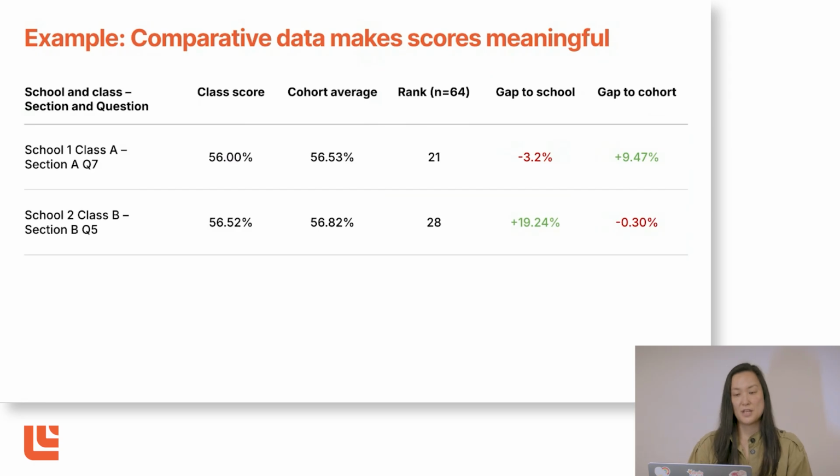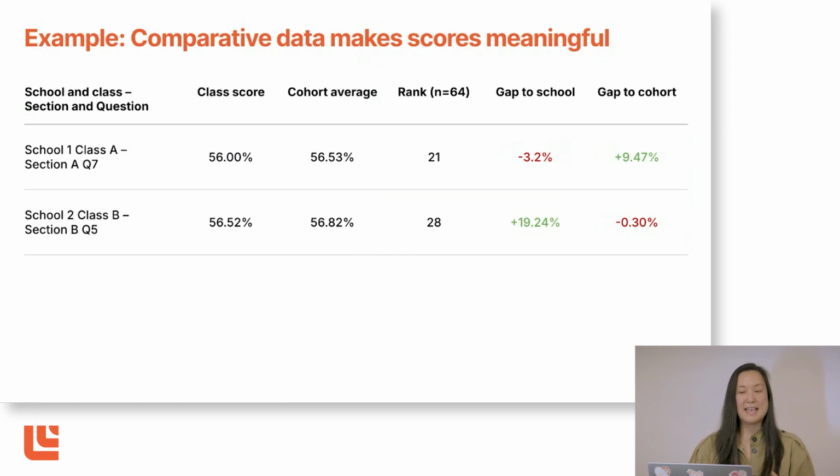To get a better image of what that actually means, this is some of the raw data. So let's say that you had 2 classes. So in School A, Class A, they scored 56%. School 2, Class B, they also scored 56%. So you'll see here that in the first class, their rank out of 64 classes, they were 21st out of 64. And that 56%, how is that?